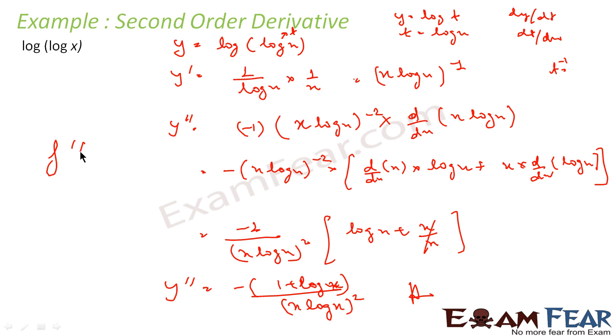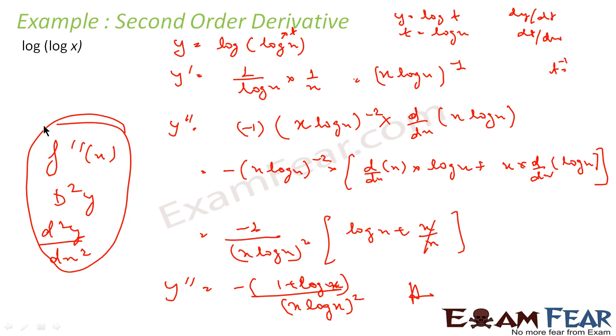Just to reiterate, we can also call it f double dash or d square y or d square y by dx square. All are same actually. All are y double dash.